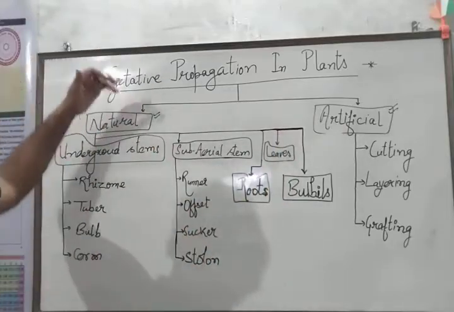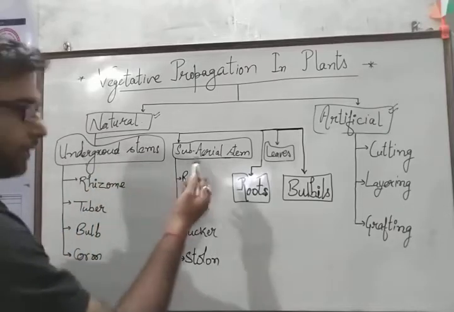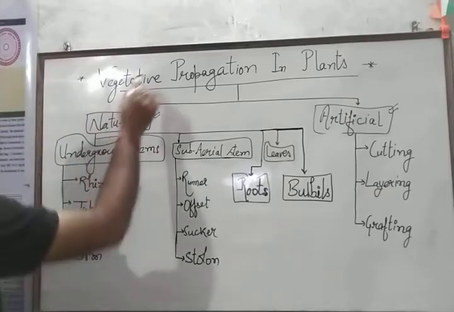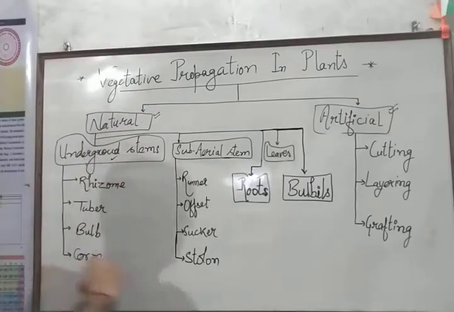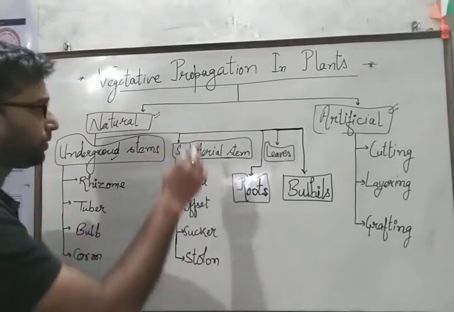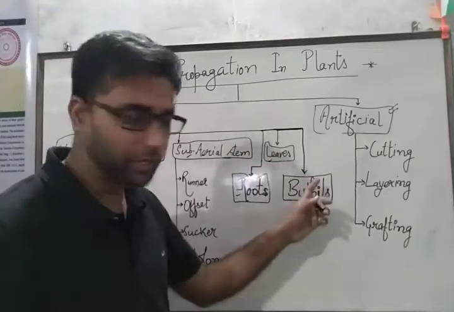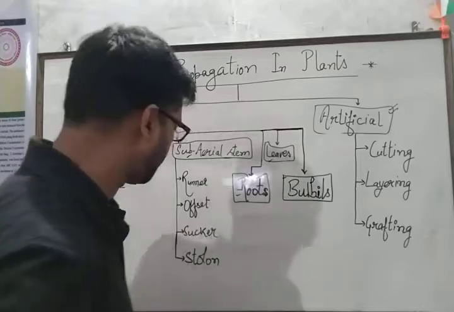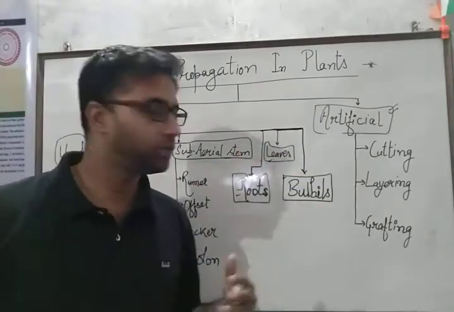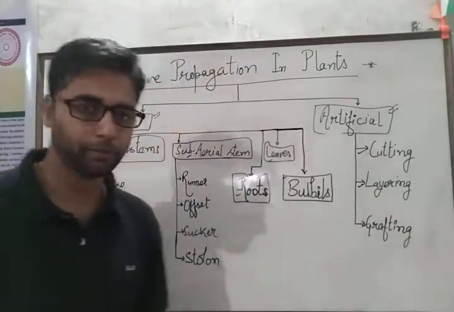Further, natural vegetative reproduction is divided into five subtypes. These are reproduction by underground stem, vegetative reproduction by subaerial stem, vegetative reproduction by roots, vegetative reproduction by leaves, and vegetative reproduction by bulbs. Artificial is also subdivided into three forms, that is cutting, layering, and grafting.